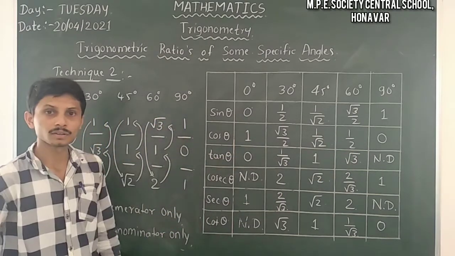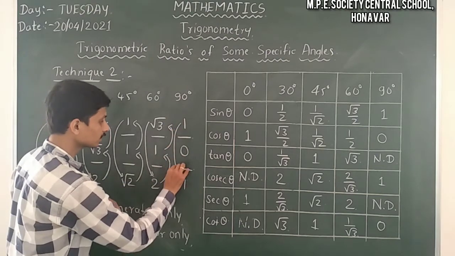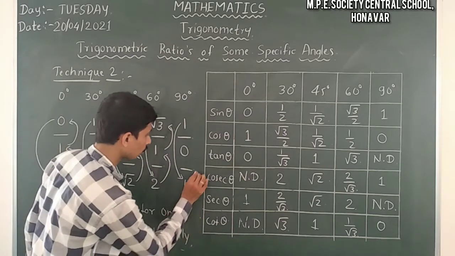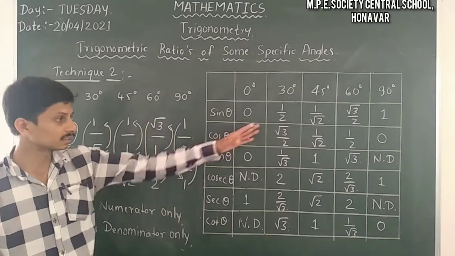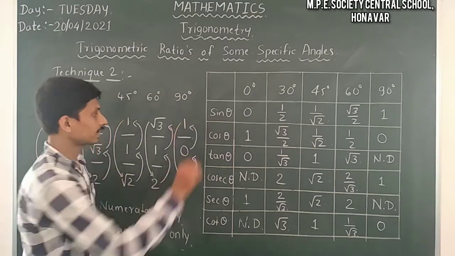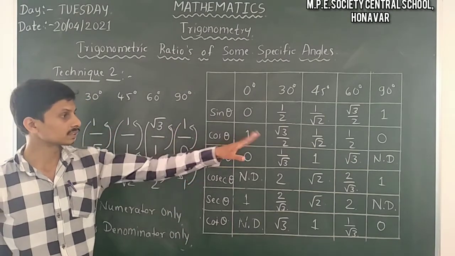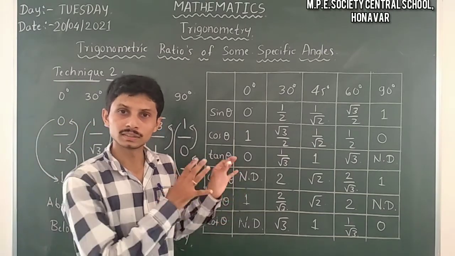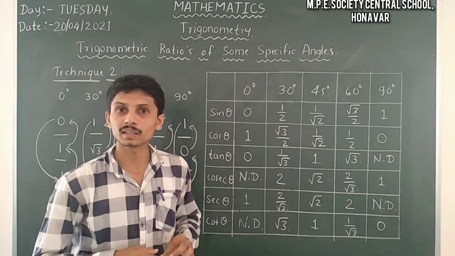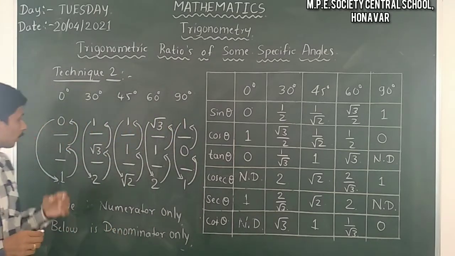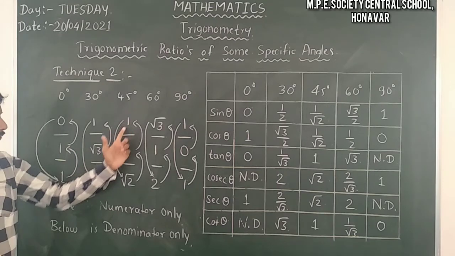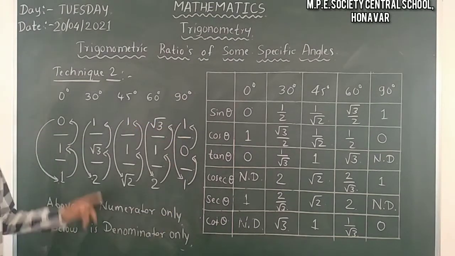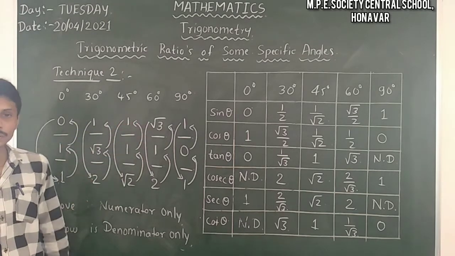And finally we have 90 degree. That is first and last: sine 90 degree is 1 by 1, which is 1, and cos 90 degree is 0 by 1, which is 0, and finally tan 90 degree is 1 by 0, which is not defined. So this is technique number 2. Firstly you have to remember this: 0, 1, 1, 1, root 3, 2, 1, 1, root 2. Then you have to invert: the first one gives you 90 degree, and inverting the second one gives you 60 degree.